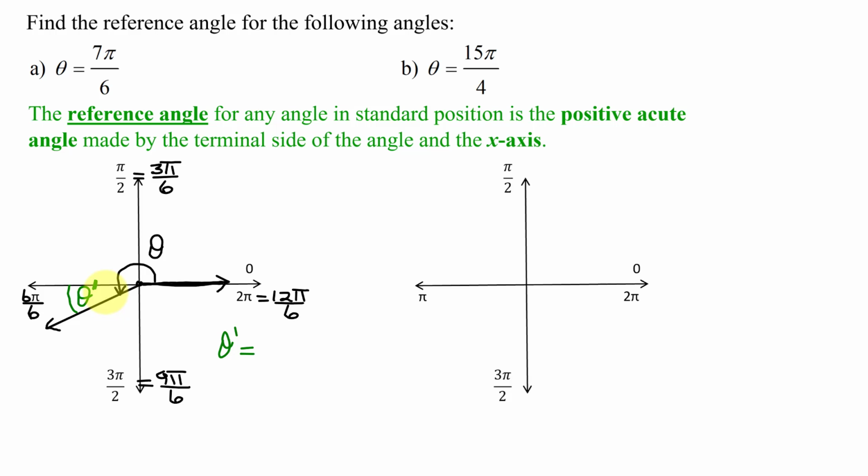So to find the reference angle, I take my given angle of 7 pi over 6 and I just subtract pi from it, which we already know is 6 pi over 6. So what is my reference angle? 7 pi over 6 minus 6 pi over 6 is pi over 6.